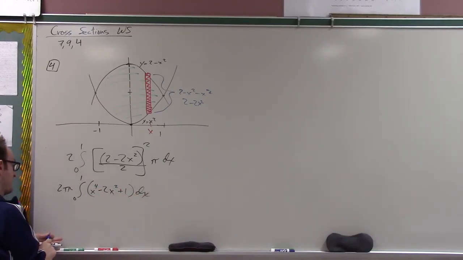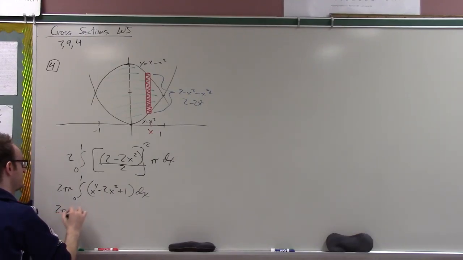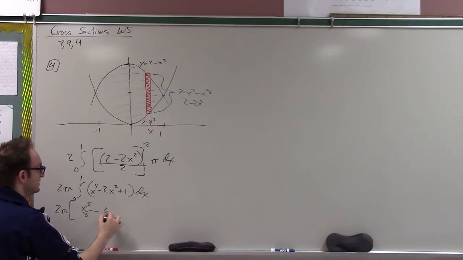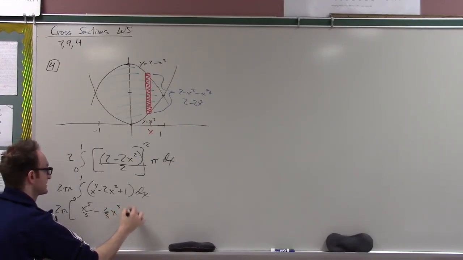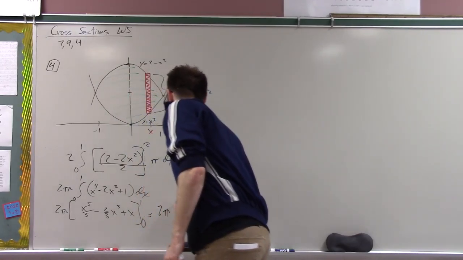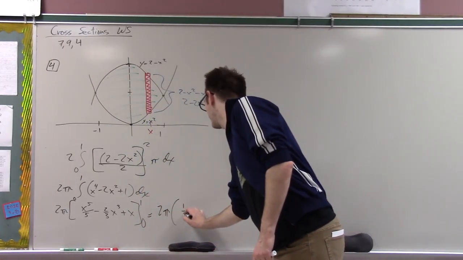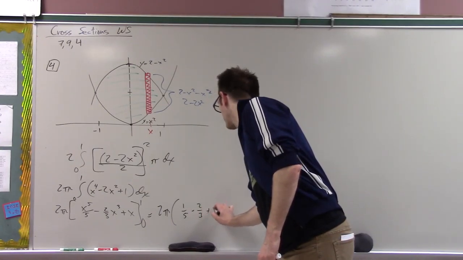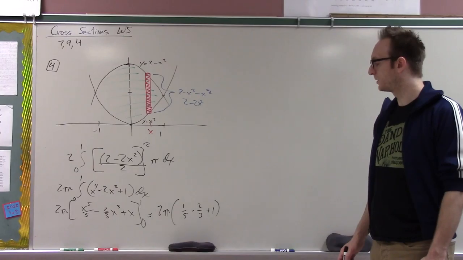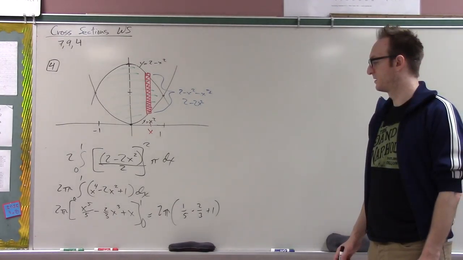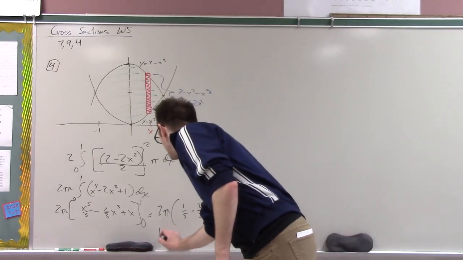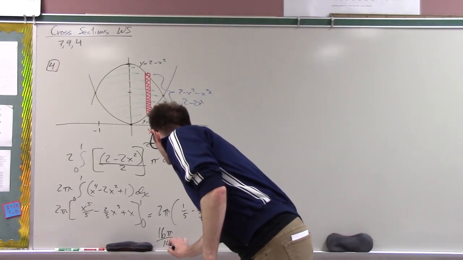Good. So this is 2 pi times x to the 5th over 5 minus 2 thirds x cubed plus x, and then at 1 and 0. So I get, final answer, it's 2 pi times 1 fifth minus 2 thirds plus 1, so whatever that is. 15 minus 10, 5, 3, 8, 15, 16, 16 pi over 5, 16 pi over 15, I mean. Wait, did I do that right?